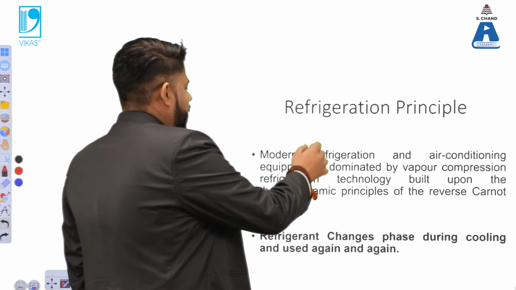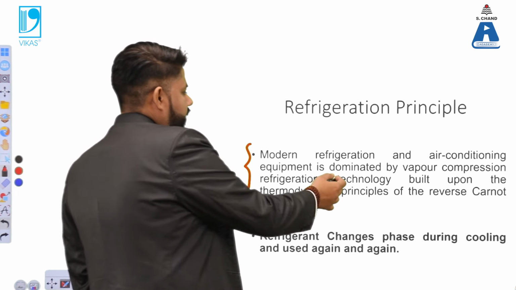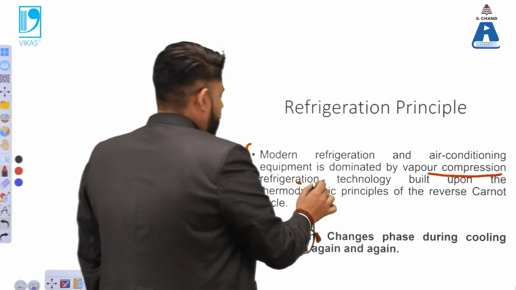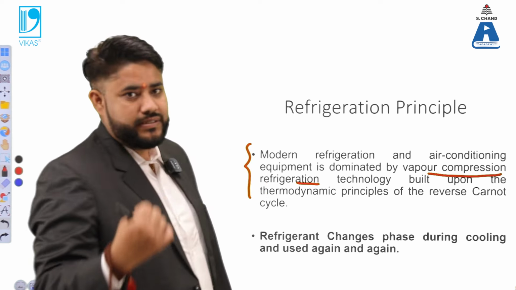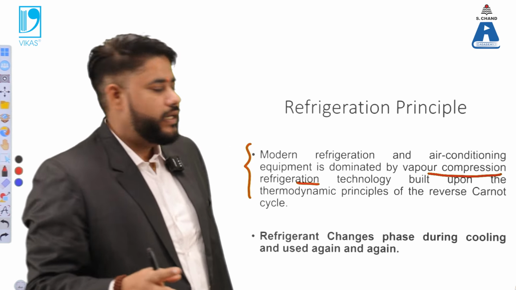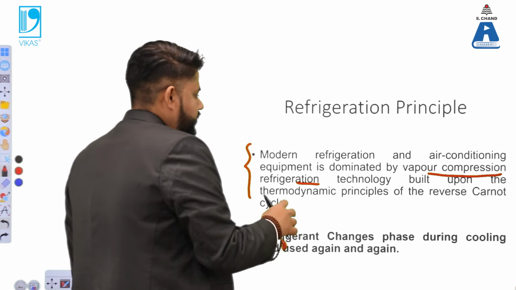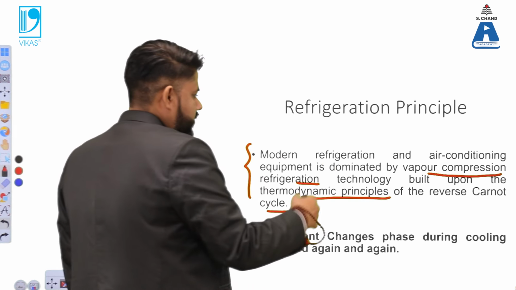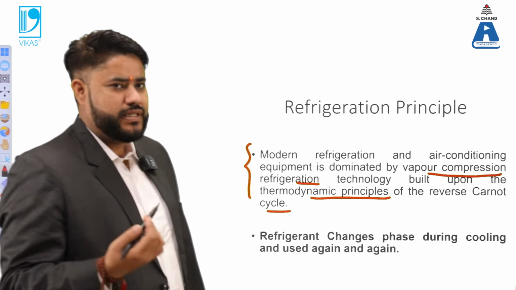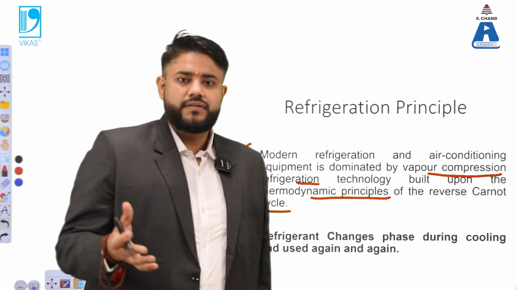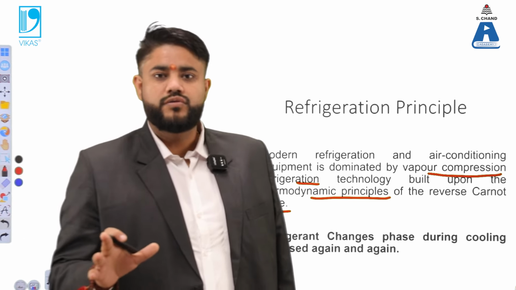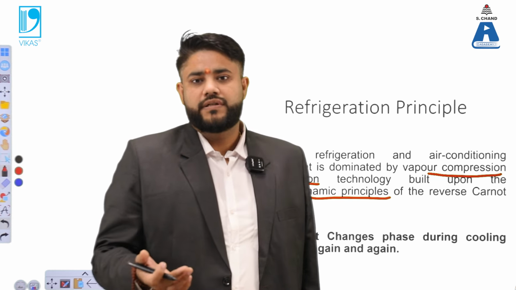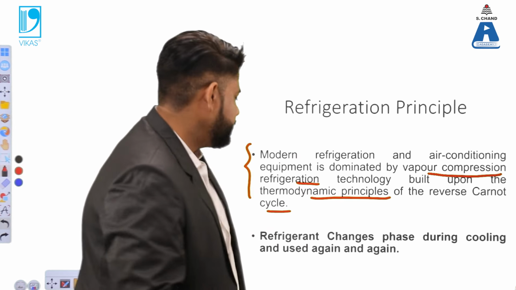And if I talk about the principle, modern refrigeration and air conditioning equipment is dominated by compression, that is, the compressor is incorporated in modern day technology, and that is related to the thermodynamic principle of the reverse Carnot cycle. That is explained in my previous videos. If you haven't watched those videos related to the basic refrigeration cycle, you can visit the playlist of the S. Chan Academy channel.